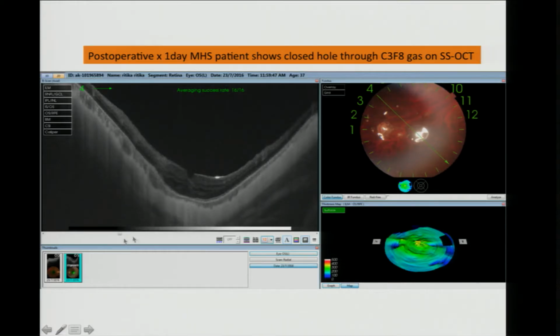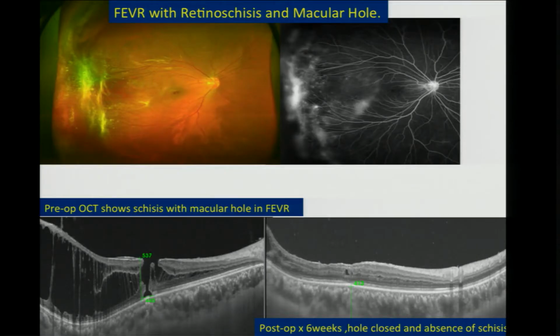See, this is a gas-filled eye. You can see the retina is beautifully seen. This is a very early post-op, the first day, post-op 1 day. So you can see the picture 1 day post-op on a swept source OCT will show you that literally what you want to see through the indirect is much better seen on the swept source OCT.